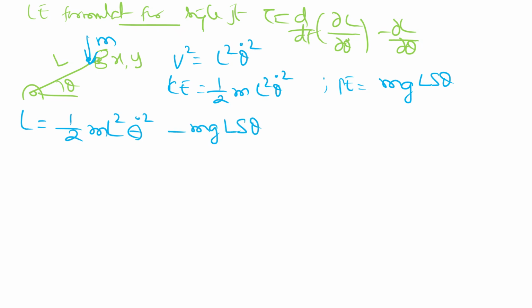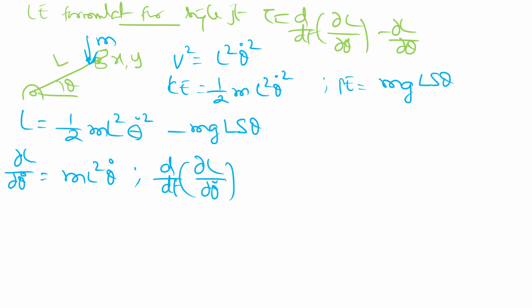Okay. So let's do dou L by dou theta dot. You have theta dot square here, so if you bring the 2 down, the 2 will get cancelled. So m L square theta dot. And then d by dt of dou L by dou theta dot is equivalent to m L square theta double dot. So this is done. Now we have to do dou L by dou theta. Here you don't have theta in the first term, but you have theta over here, so it equals minus m g L cos theta. That's all here.